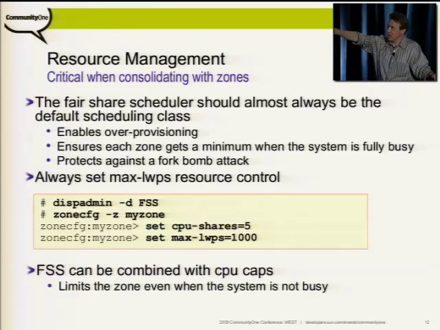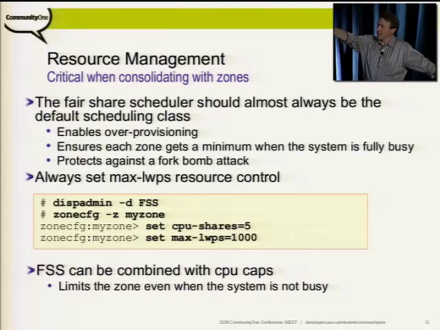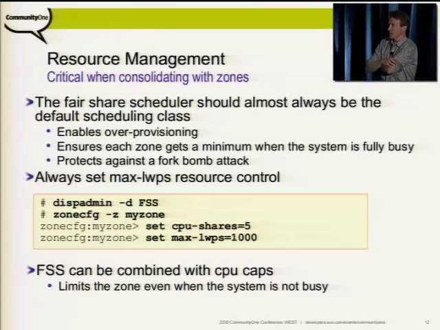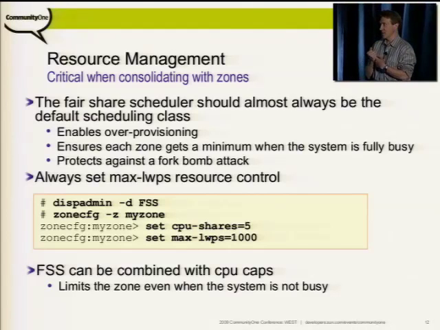I've actually shown that here in the example in the center. The first line basically sets the fair share scheduler as the default for the global zone. If you do that, it switches the system over so it uses fair share. Then in your zone configuration, you can see that I'm setting the number of shares for that zone, and I'm setting a limit on the max LWPs to be 1,000. So that's going to limit that zone: it can't have more than 1,000 lightweight processes, and that zone is going to get 5 shares.